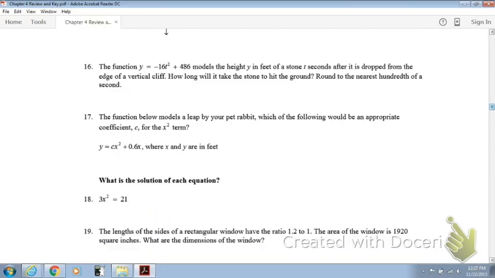Okay, on number 16 it says we've got a function and it models the height, y, in feet of a stone t seconds after it's dropped from the edge of a cliff. How long will it take the stone to hit the ground? Round to the nearest hundredths of a second. So what I would want to do is graph this, and it's going to look something like this, where when x is 0, that's when we drop it, and then we want to know what x is at that point, because that's when it hits the ground. So I'm going to go graph it on Desmos.